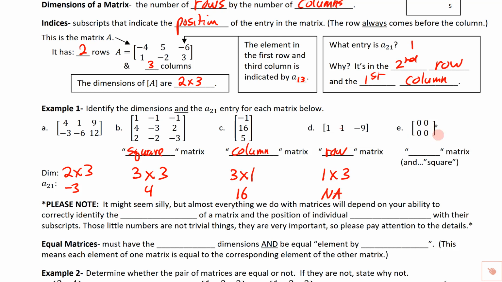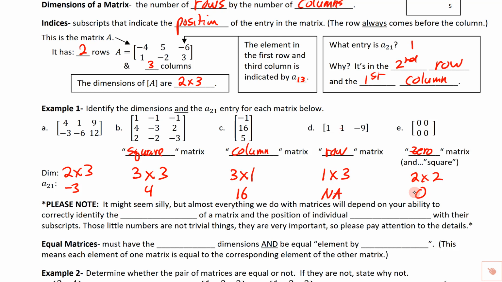Okay, and then we take a look at this last example right here. This one has 2 rows and 2 columns, so this is a 2 by 2. It is a square matrix, but you'll notice that every single one of the entries is a 0, so we call that a 0 matrix. If all the entries are 0, we call that a 0 matrix. And then, of course, we want to find that A21 entry, second row, first column. It's going to be this one right here, so this one's going to be, of course, a 0.